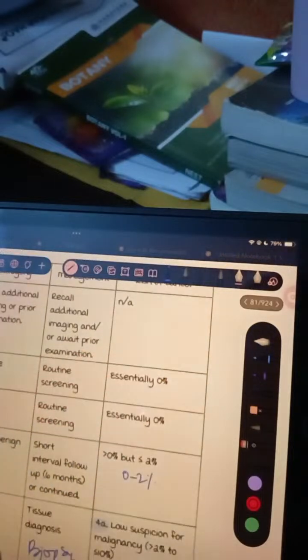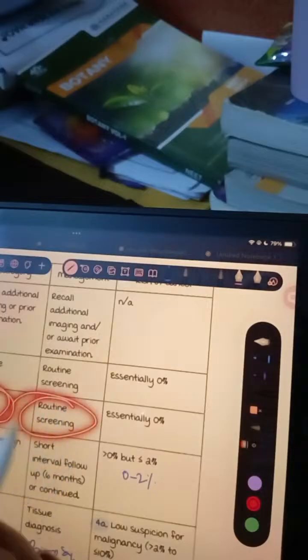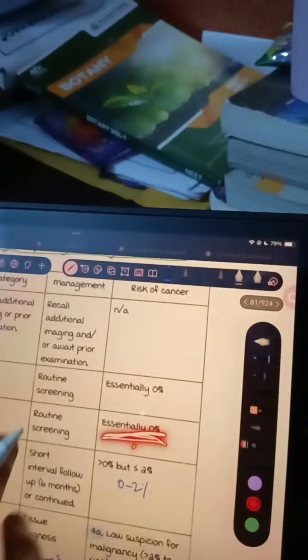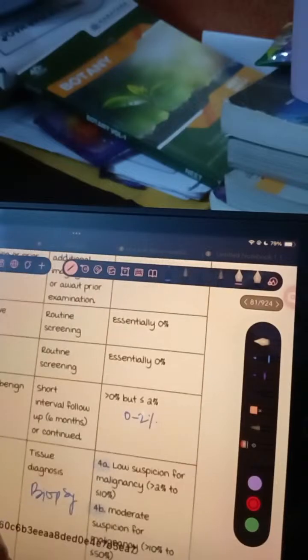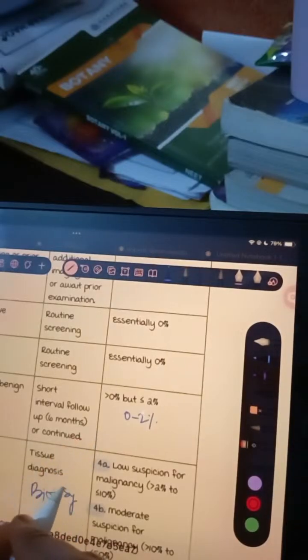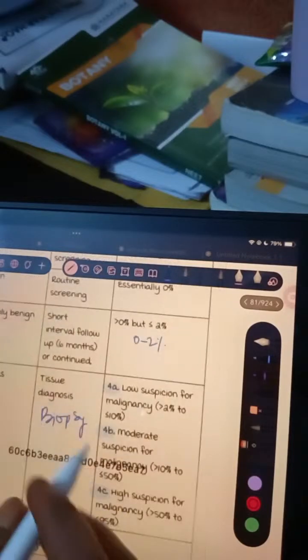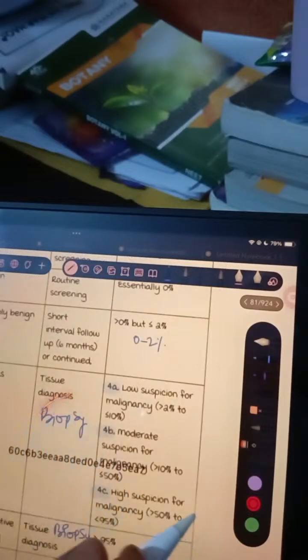And if there is a BIRADS score of 2, it is a benign lesion. We have to consider routine screening and risk of cancer 0. If it is a BIRADS score of 3, probably benign, short interval follow-up like 6 months. This is 0 to 2% risk of cancer. And 4 is suspicious. We have to take a biopsy.